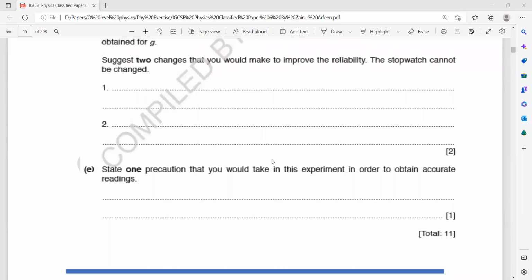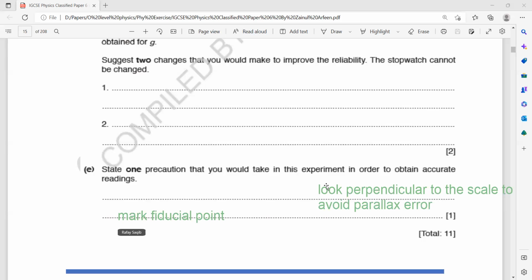State one precaution that you would take in this experiment to obtain accurate readings. What should be the precaution? Read perpendicular to avoid parallax error. Yeah, good. Read perpendicular, or reset the stopwatch also. The stopwatch must be reset when you are measuring a time. Mark the mean and extreme positions as well, as they did not mention anything about it, or the meter rule should avoid parallax error. Mark the fiducial points, which refer to the mean and extreme positions.